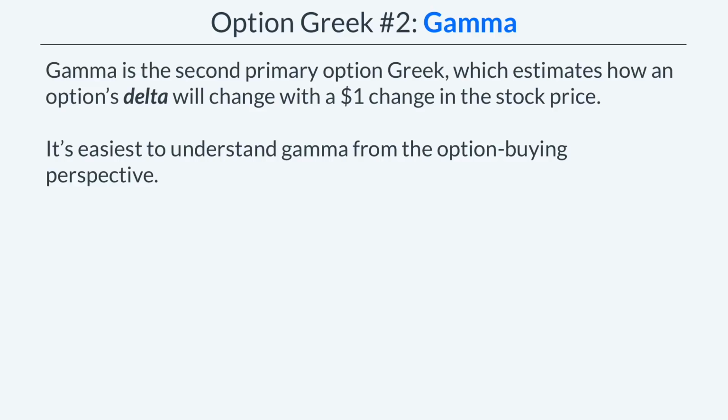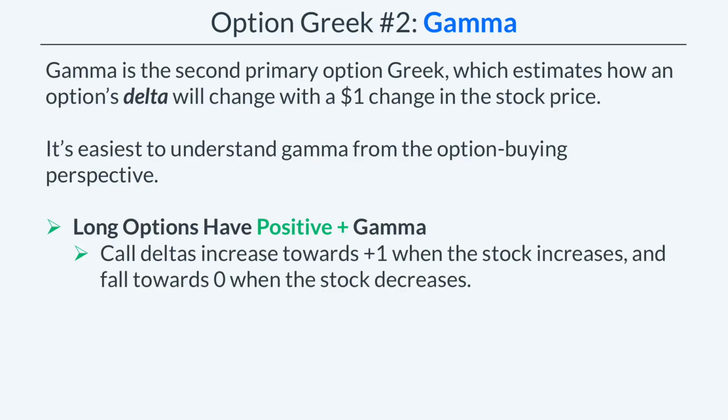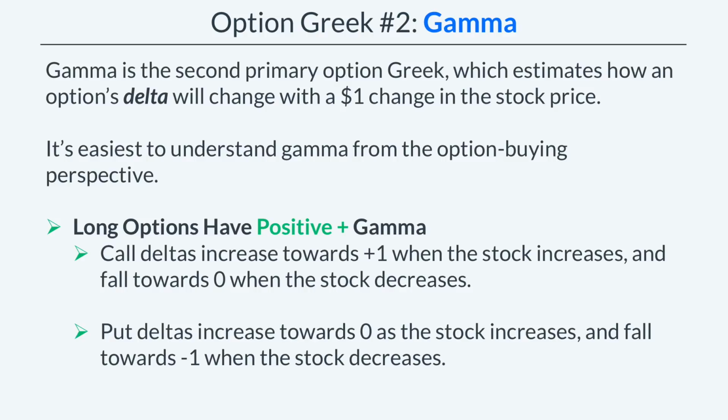Now gamma estimates how much an option's delta will change with a $1 change in the stock price. So it's easiest to understand gamma from the option buying perspective. When you buy options or have a long option position, the gamma position will be positive. That means call deltas will increase towards positive 1 when the stock price increases and fall towards 0 when the stock price decreases. On the other hand, put deltas increase towards 0 as the stock increases and fall towards negative 1 when the stock price decreases.